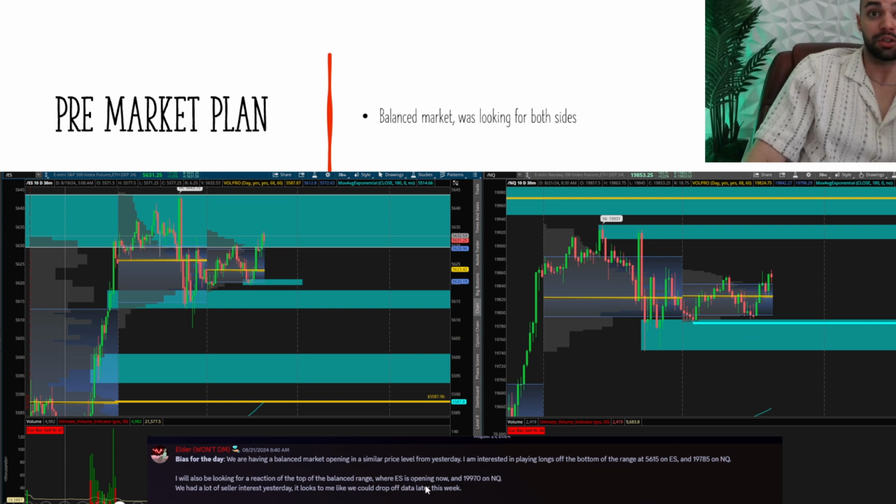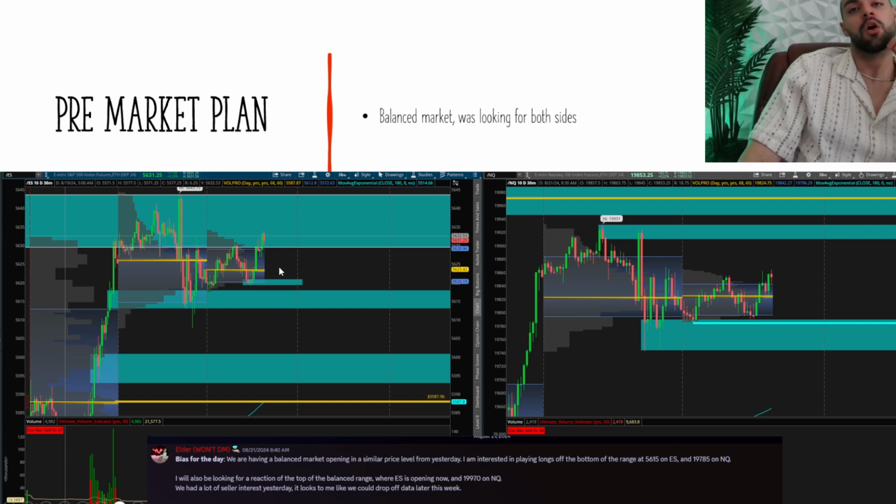So I'll also be looking for a reaction at the top of the balance range where ES is opening now, and on NQ it's 19.970 up here. We had a lot of seller interest yesterday, you can tell from the move yesterday, and it looks to me like we could drop off later when we have data. So we had data that week.